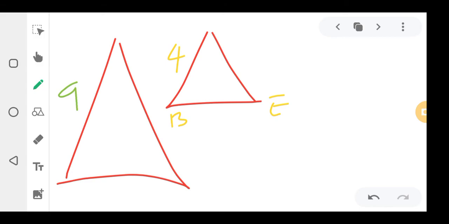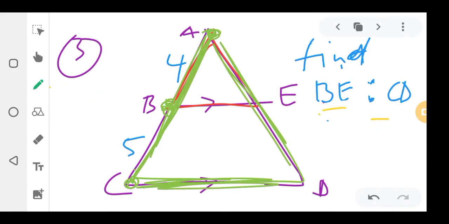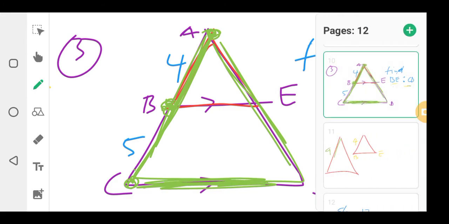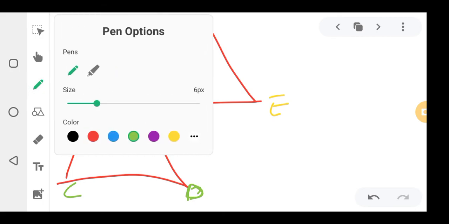Okay, this distance from here to here is 9, and then the distance down here is what? This one, CD, which is the one that we're looking for. We don't know it, so we'll just put the letters CD. So how do you do the ratios now?